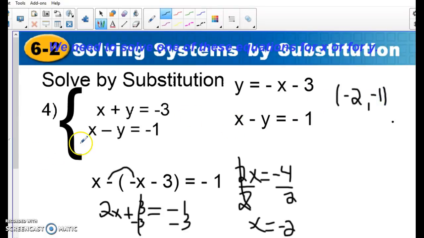Let's try that down here. If I think my x is negative 2, I'll put negative 2 in there, minus, and if I think my y is negative 1, so minus negative 1, does that equal negative 1? Well, negative 2 minus negative turns into a plus. Negative 2 plus 1, yes, that is negative 1. I know I did the problem correctly.